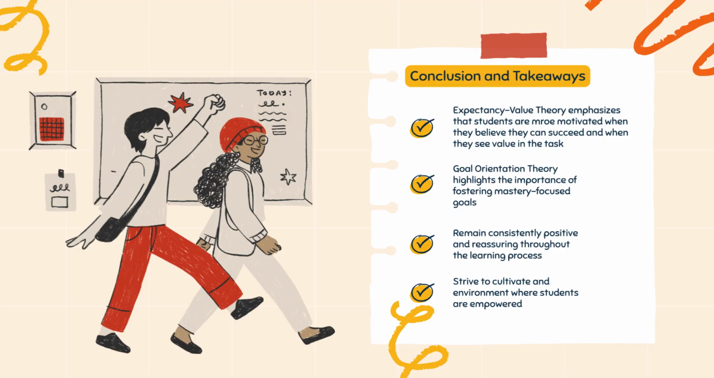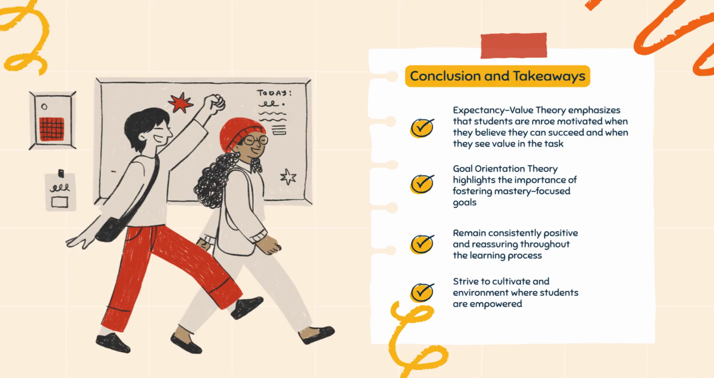So, what's the conclusion? Well, both expectancy value theory and goal orientation theory provide powerful frameworks for understanding student motivation in the classroom. The EV theory emphasizes that students are more motivated when they believe they can succeed and when they see a value in the task. GO theory highlights the importance of fostering mastery focused goals that are centered on growth, effort, and learning rather than performance alone. When these theories are applied intentionally, they help educators create environments where students feel capable, engaged, and invested in their learning.